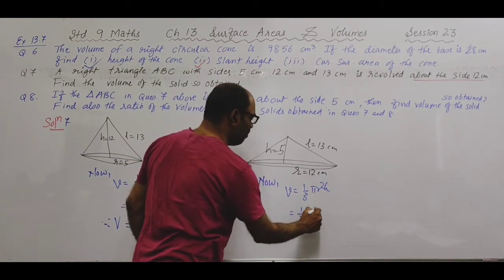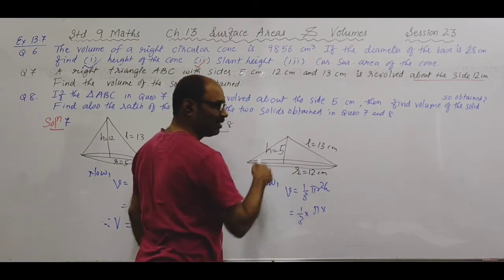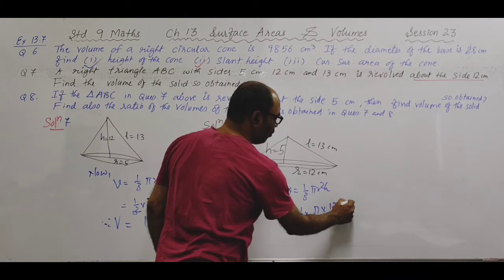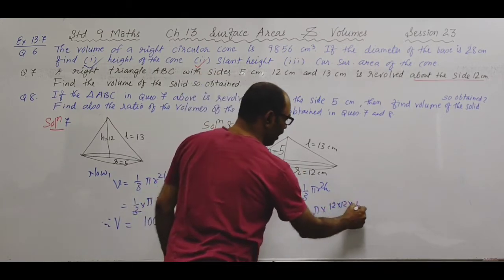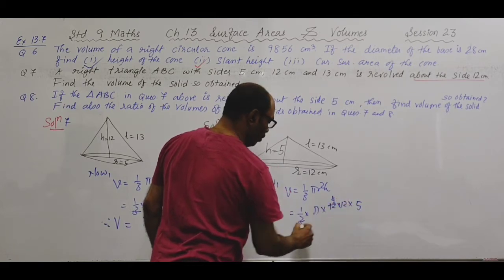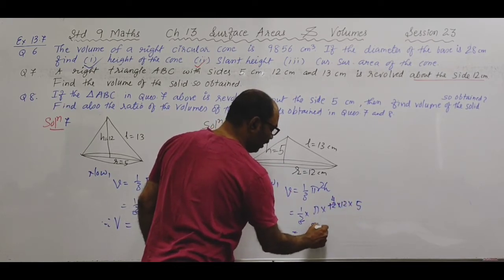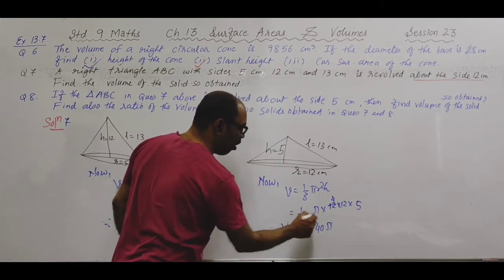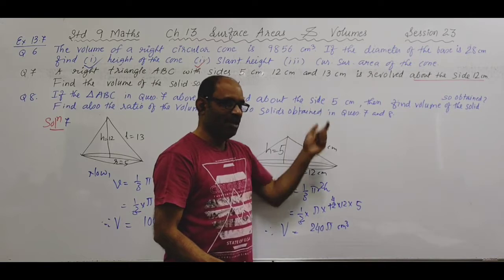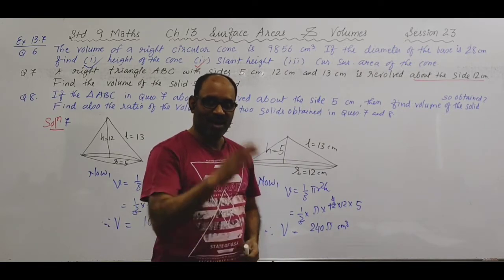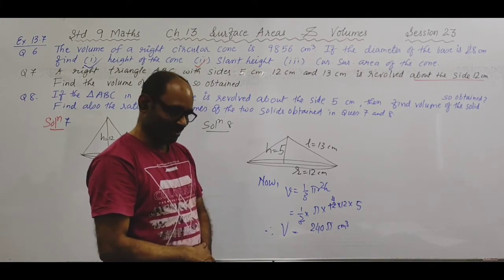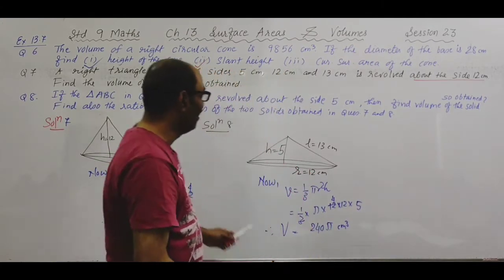So 1/3 again pi I am going to leave as it is, क्योंकि उसका कोई इलाज नहीं है, multiple of 7 नहीं है. चलो r square that will be 12 into 12 or into h that is 5. 3 ones are 3, 3 fours are 12... 5 fours are 20, or 12 20s are 240. 240 pi. That is volume cubic. So what is the volume of the solid formed by revolving that right triangle about the side with measure 5 centimeter? 240 pi. Okay. आगे एक और क्वेश्चन है.